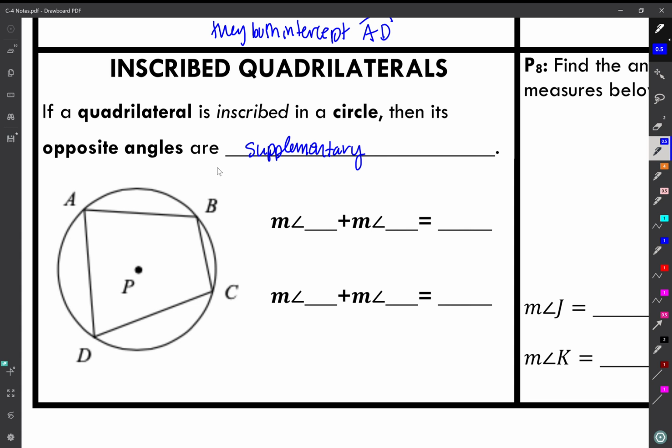So we're talking about opposite angles being supplementary. So the measure of angle A plus the measure of angle C is equal to 180 degrees, because supplementary means 180. And then the other opposite angles would be B and D. Those add up to 180 as well. Okay. So what we'll do is we'll use this to answer some questions.